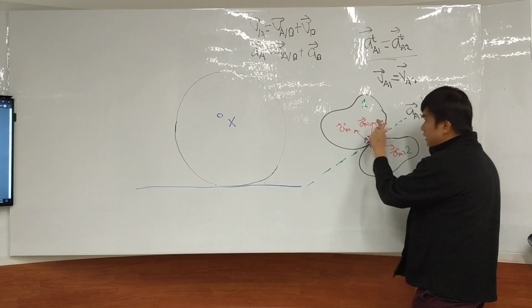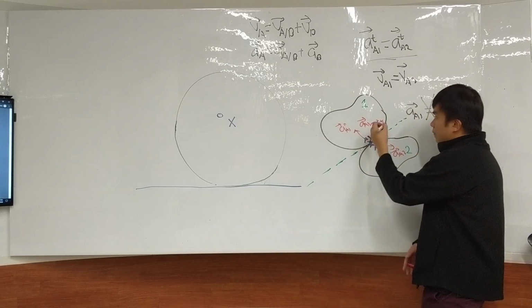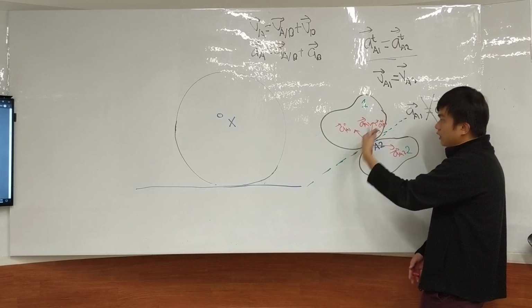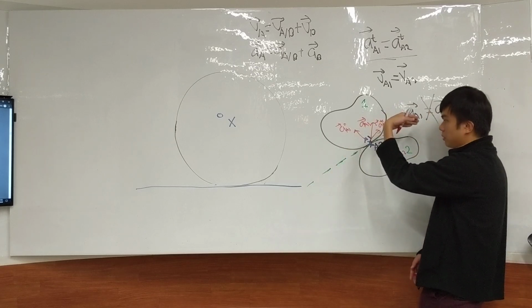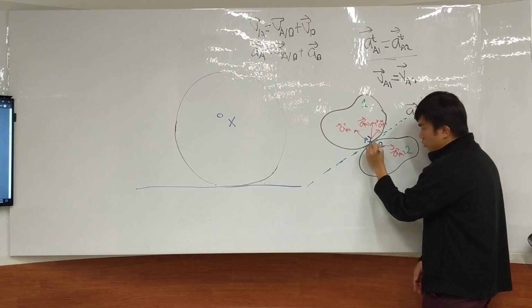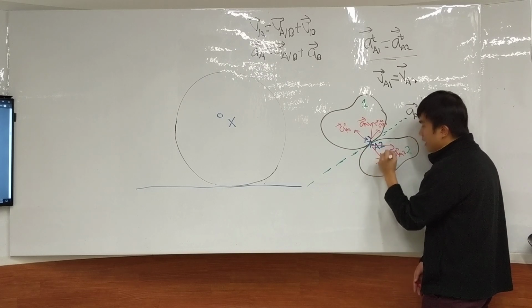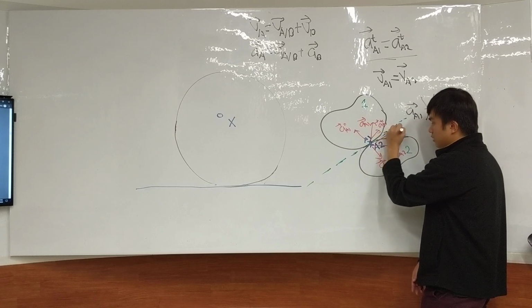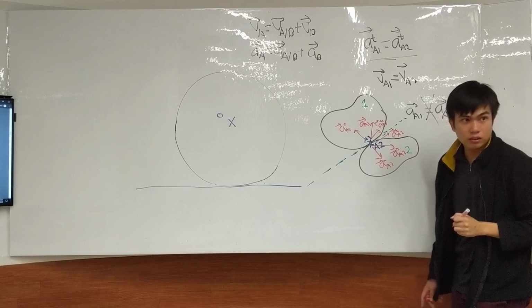Please take note, this T and N here have nothing to do with circular motion. It's only that this T is the component of this acceleration tangential to the rolling without slipping plane. At the same time, I can resolve acceleration A2 into this direction, which is normal to the rolling without slipping plane, and A2T, tangential to the rolling without slipping plane.